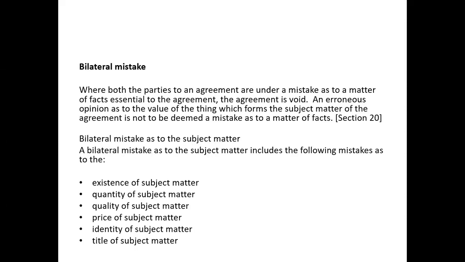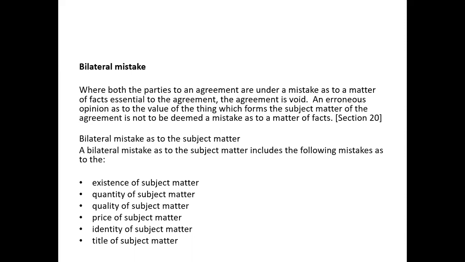Now, the third one is a bilateral mistake. When both the parties to an agreement are under a mistake as to a matter of fact essential to the agreement, the agreement is void. We have already known that. And an erroneous opinion as to the value of the thing which forms the subject matter of the agreement is not to be deemed a mistake as to matter of fact. Bilateral mistake as to the subject matter includes the following: mistake as to existence of subject matter, quantity, quality, price, identity, and title of subject matter.